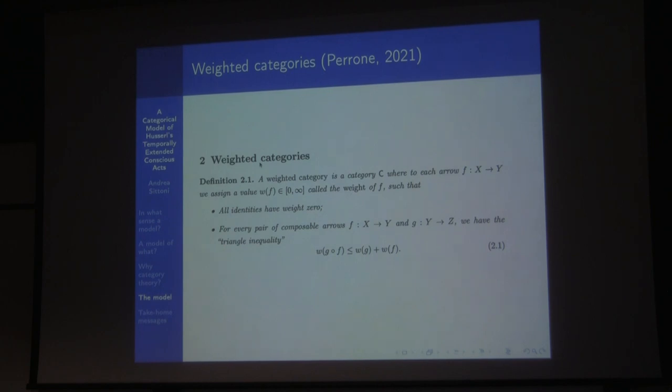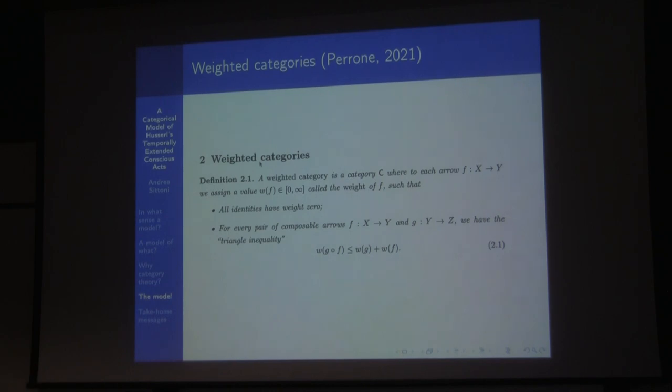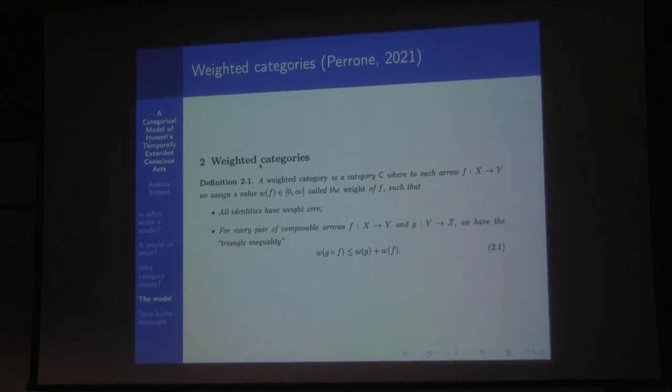In fact, weighted categories are so intuitive that they are already present in consciousness science. And we had an example with qualia structures, because he defined some kind of distance that he mapped between qualia structures, and this is so intuitive that it was already basically reinvented, for example, by Villani in optimal transport theory.